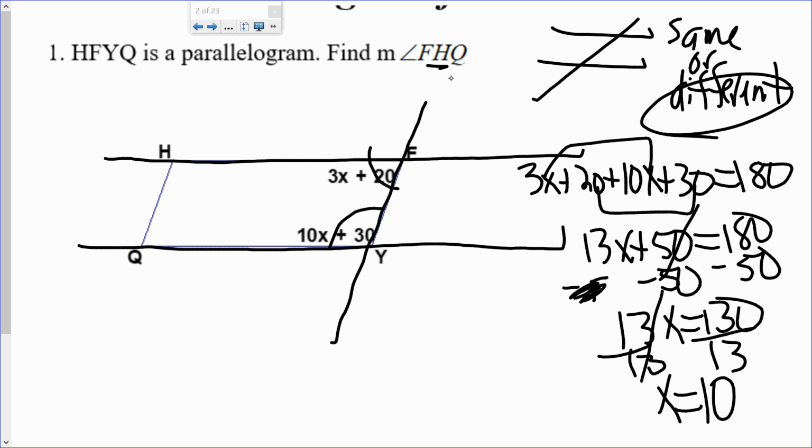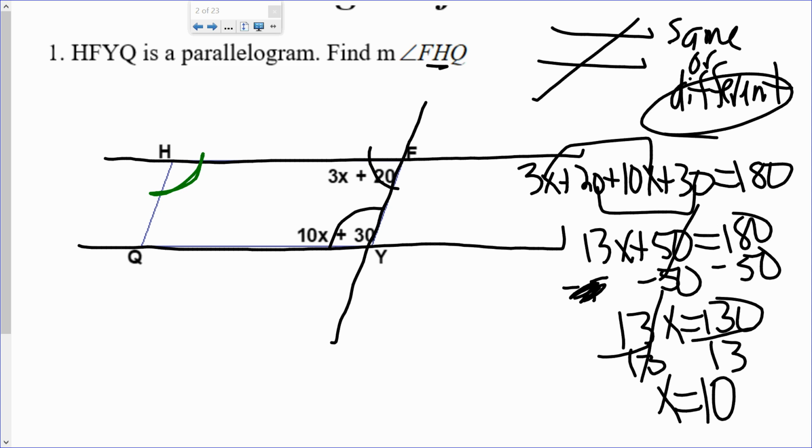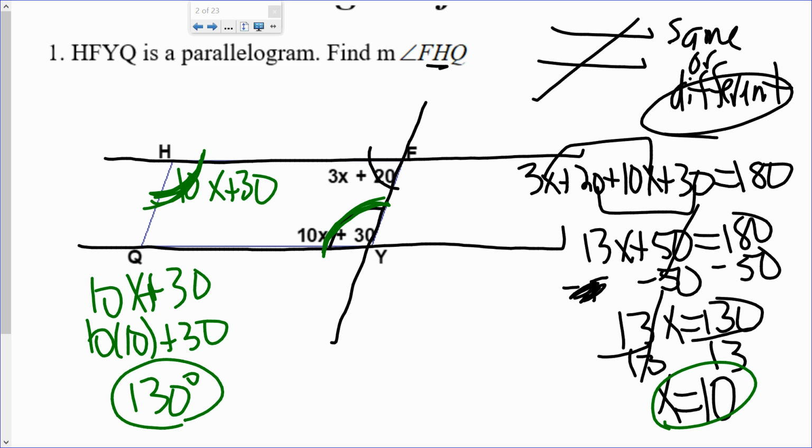Let's go a different color for this one. Well, I don't have an expression for H, but I do know in a parallelogram that the opposite angles are congruent. So if Y is 10x plus 30, then H is 10x plus 30. X is 10, so it's 10 times 10 plus 30, and I get 130 as my answer.